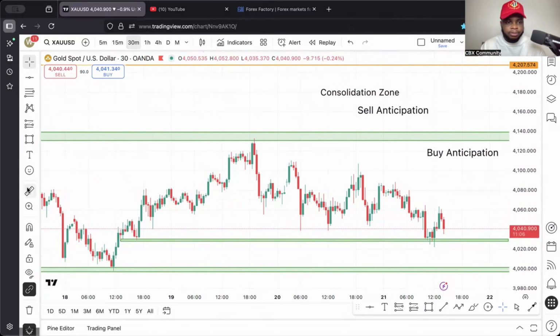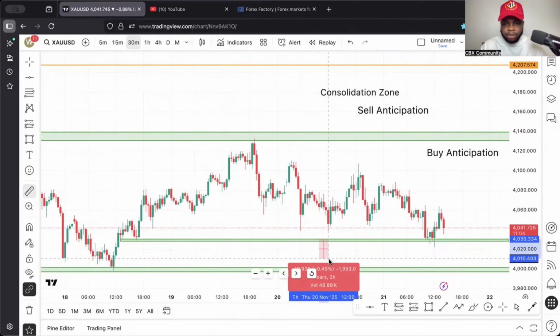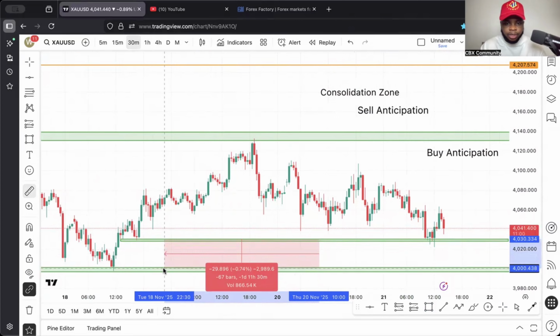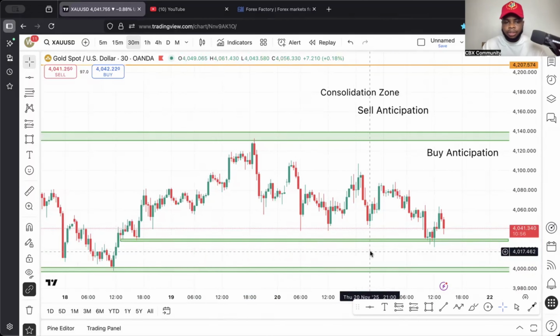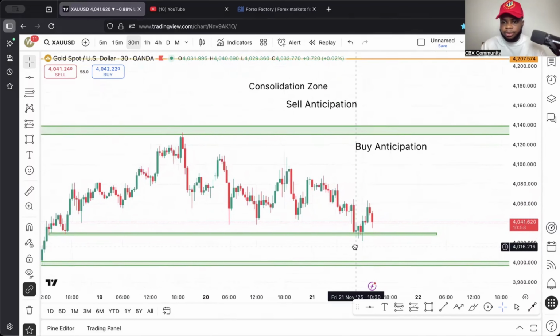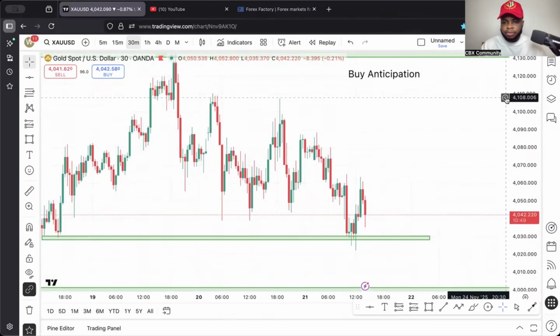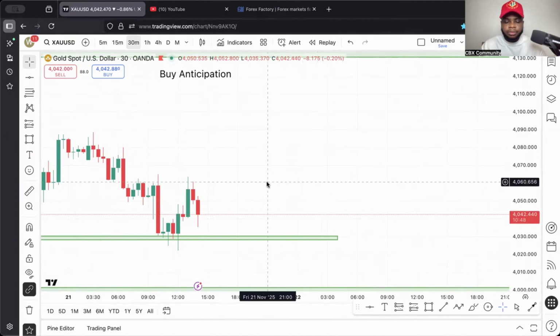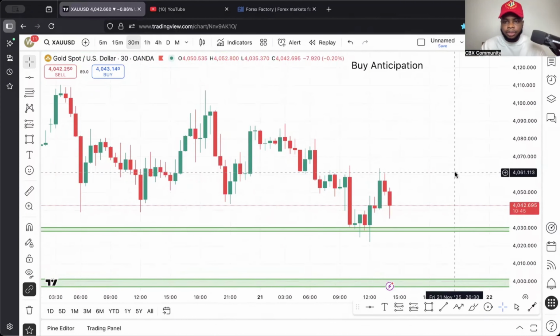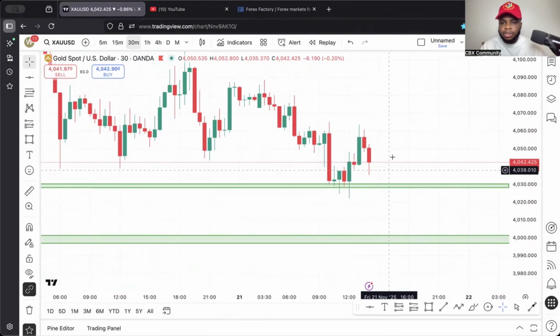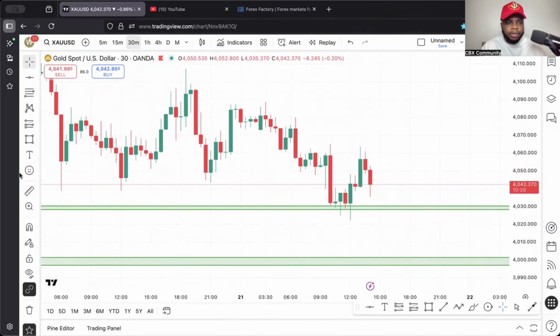Let's measure from this support zone down to the support zone. So we are looking at almost like 300 pips here, about 300 pips. Let's zoom the chart a little bit. We have a support zone over here. We have a resistance zone over here.